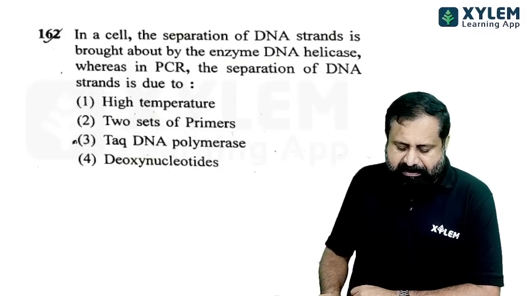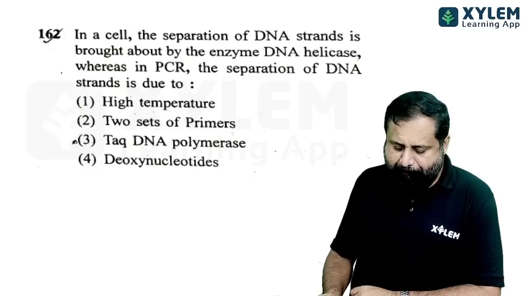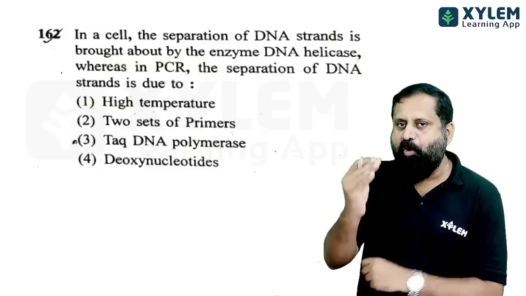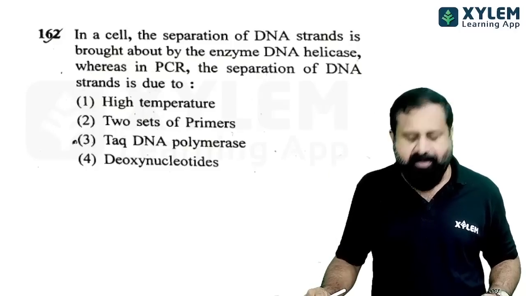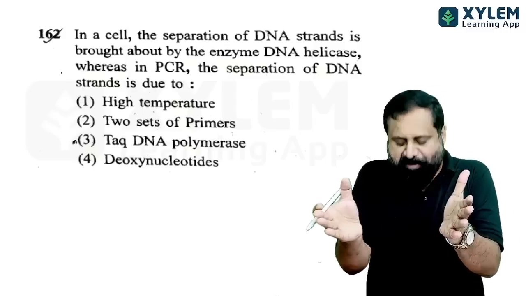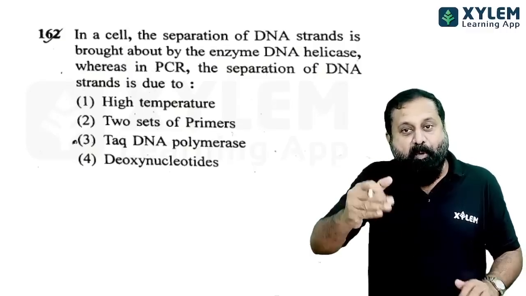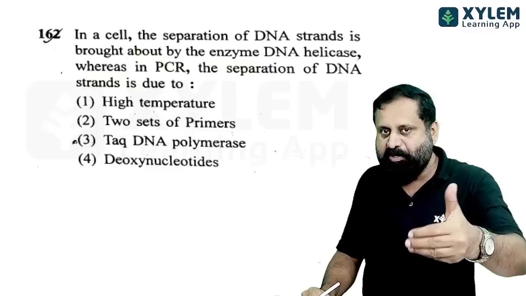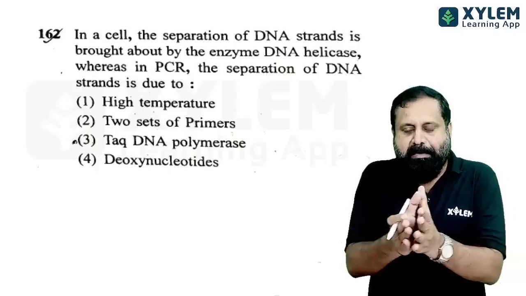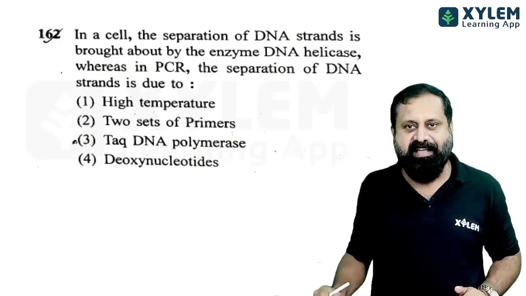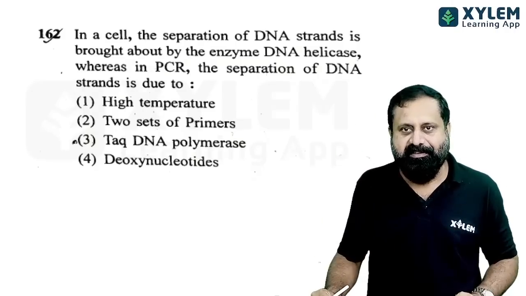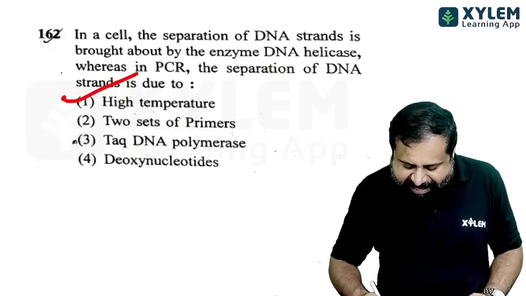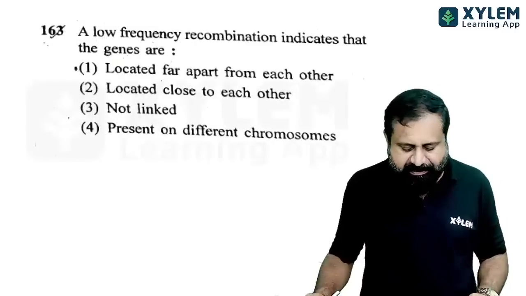162. In a cell, the separation of DNA strand is brought about by the enzyme DNA helicase. Whereas in PCR, polymerase chain reaction, the separation of DNA strand is due to temperature, but polymerization is by Taq polymerase. What is the function of Taq polymerase? It induces polymerization of new strand. The separation is initiated by temperature. At a high temperature, the two strands separate. What is the name of this process? Denaturation. So the answer is high temperature. 162, 1 is the right answer.